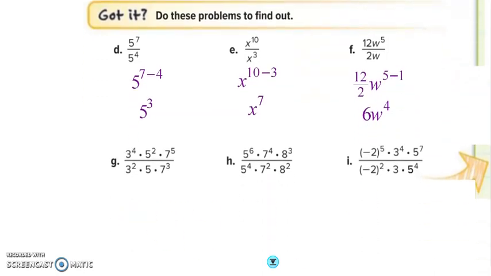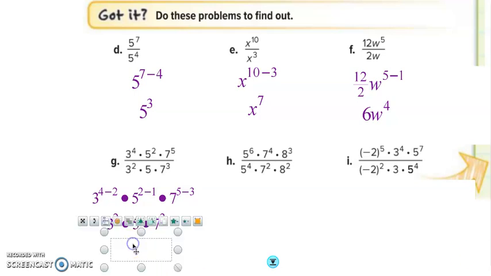Now in letter G, we've got a bunch of different bases. We have a 3, a 5, and a 7 in the numerator and the denominator. So we're just going to go through and subtract the exponents. 3 to the 4 minus 2, 5 to the 2 minus 1, 7 to the 5 minus 3. And that'll leave me with 3 to the 2nd times 5 to the 1st times 7 to the 2nd. Now sometimes you'll see that they leave the answer that way. Other times they'll actually want you to go ahead and type that into the calculator, in which case you would get 2,205.